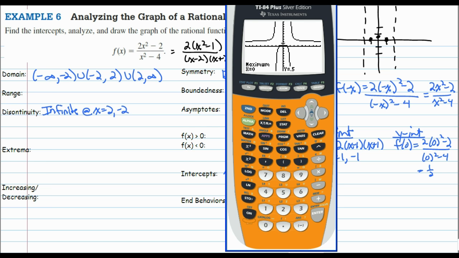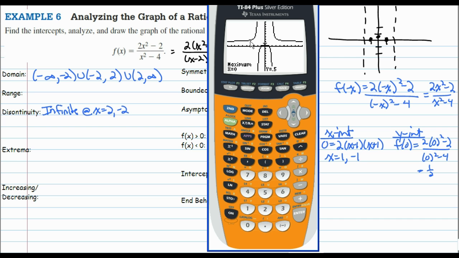Now in my calculator, I have graphed the function as well as found the maximum, because I did see that there was a maximum there. That's the piece of information that's missing that I can't find without my calculator. The maximum is actually the y-intercept, which makes sense. This is an even function.